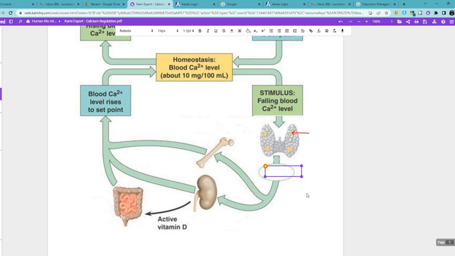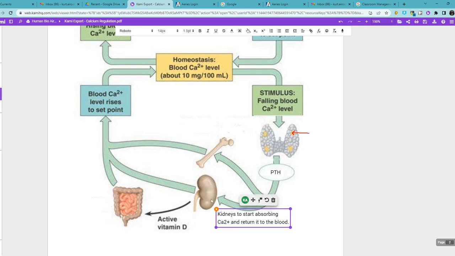Now, this one's a little bit friendlier because it's really easy to remember. They're the parathyroid glands, and they secrete PTH, which stands for parathyroid hormone. So that should be an easy one to remember. And now this time it's going to do the opposite with the kidney. Now that blood calcium is low, it's going to cause the kidneys to start absorbing Ca2+ and return it to the blood.